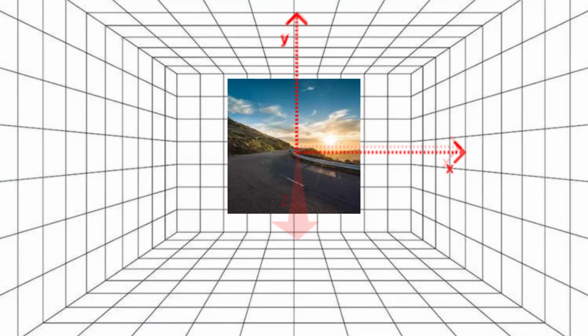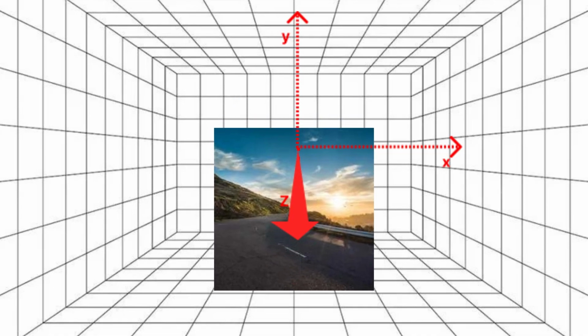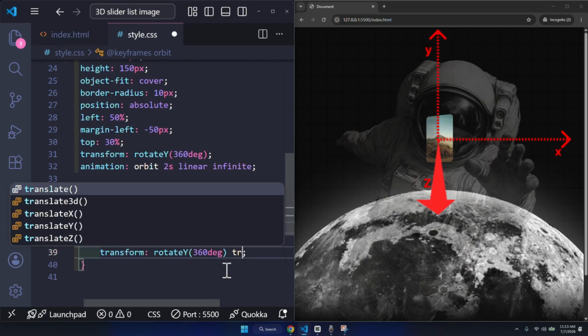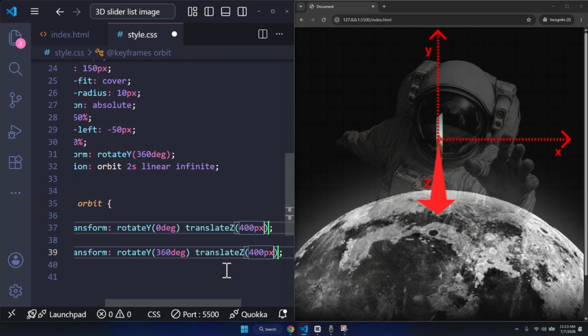In 3D space, an additional axis is added, the Z-axis. This Z-axis is the line from our eyes to the center of the axis. So if we want the image to move away from the center axis, we just need to declare translateZ, with the value being the distance from the image to the center axis. And that's how we get an interesting animation effect.